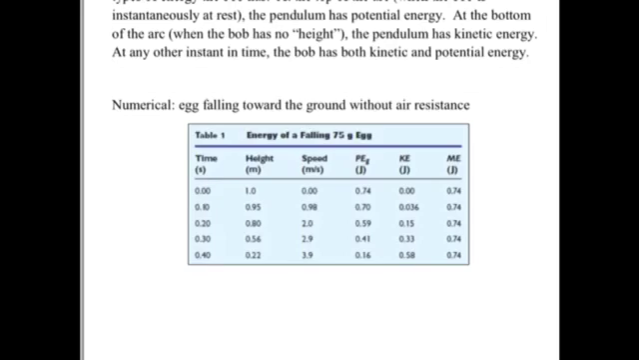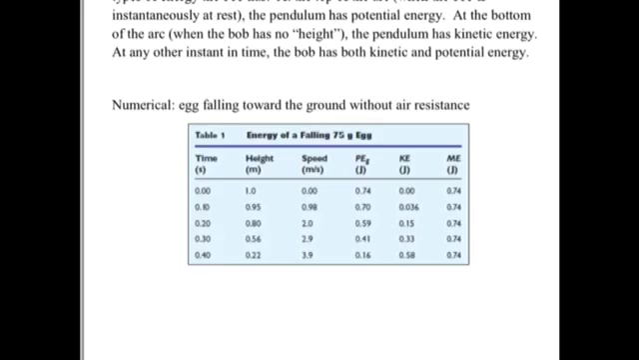So let's continue with the idea of conservation of energy. The pendulum example started at a given height and it would fall until it reached the bottom. When it reached the bottom of its path, it no longer had any height, so there was no longer any potential energy. And it just picked up speed, so it had kinetic energy.